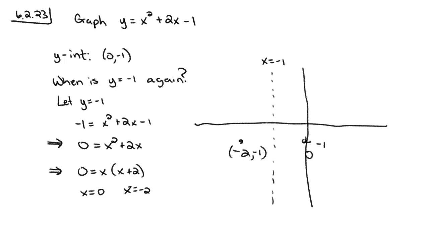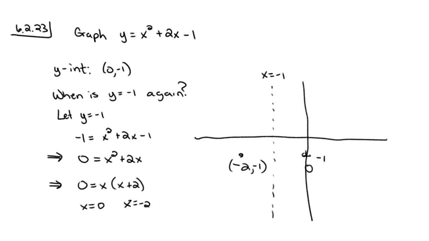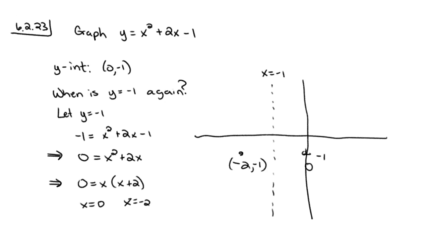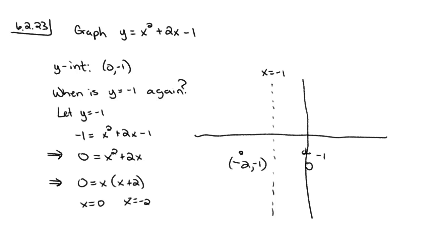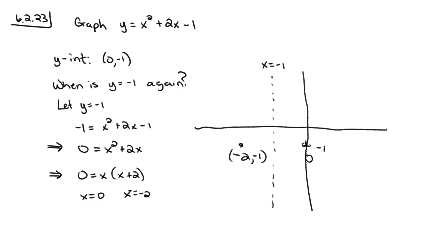All we need to do to find out the y value is plug that into our equation. So if you plug -1 into that equation, you'll get 1 minus 2 minus 1. So you'll get a -2.